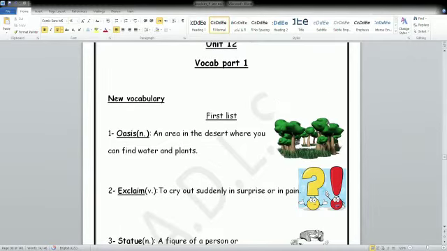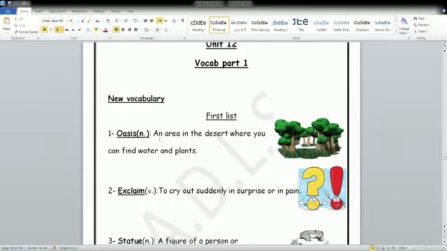The first list. Number 1, oasis. It's a noun. It's an area in the desert where you can find water and plants. In the desert. What does the desert mean? It's a large or vast sandy land where there is very little rain and less plant life, except in an oasis.